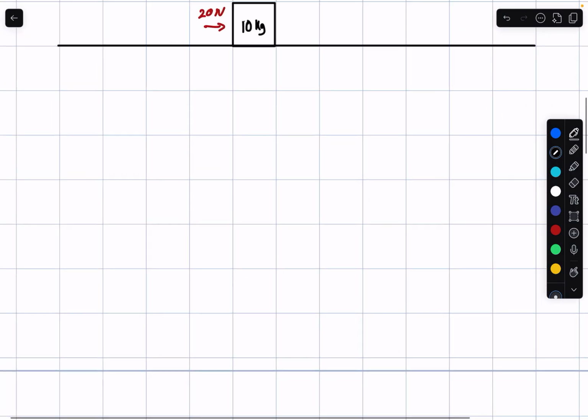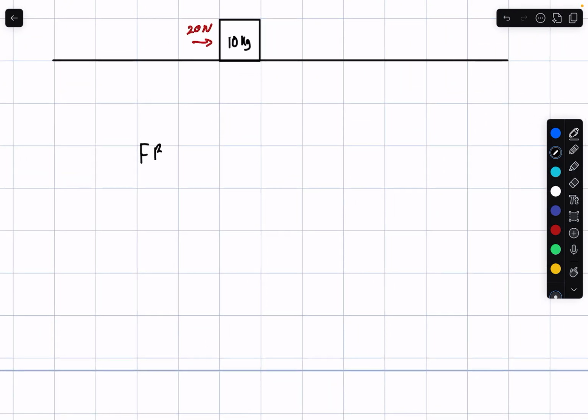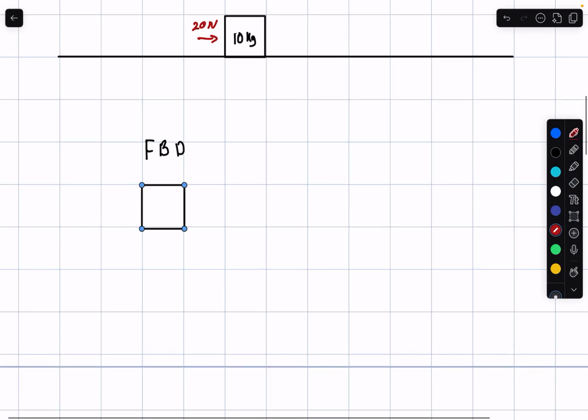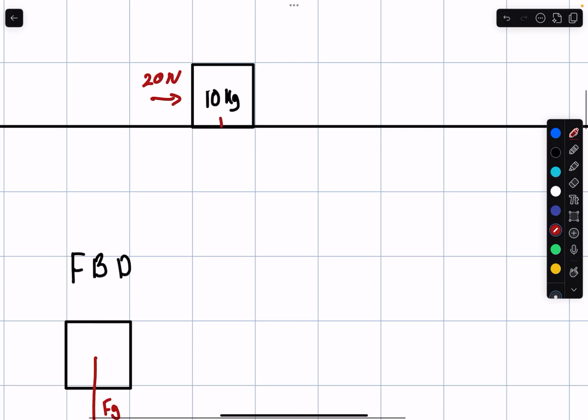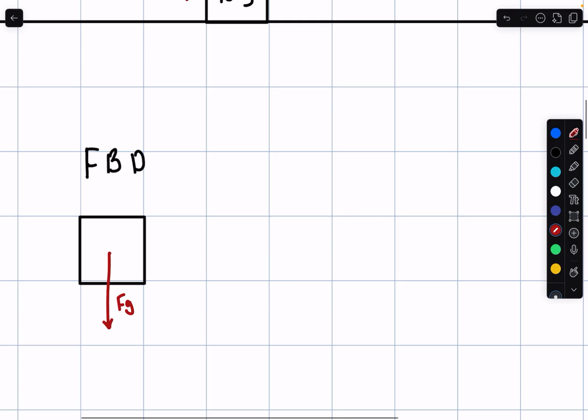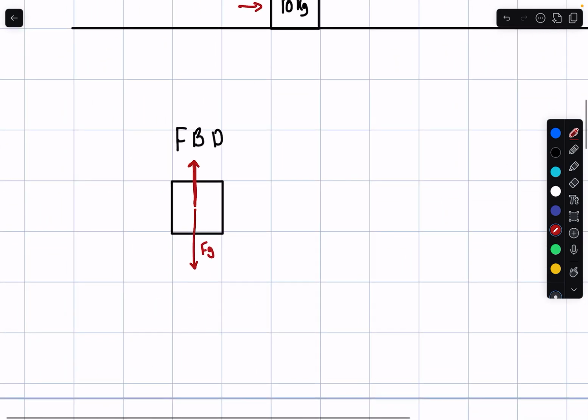So we can do this by drawing a free body diagram for the box. So we can draw our box here, and we want to think about what all the different forces on the box are. So we have gravity pulling the box down, but we also have normal force, which pushes the box up. Now, normal force is the force that keeps the box from falling through the ground. So it's the ground pushing back up. And this is going to be equal to gravity. We also have this force of 20 newtons in the x direction.